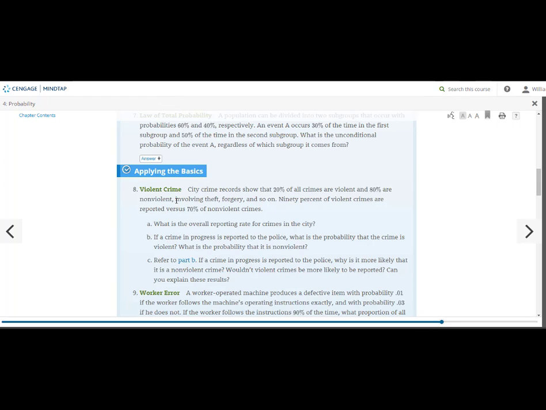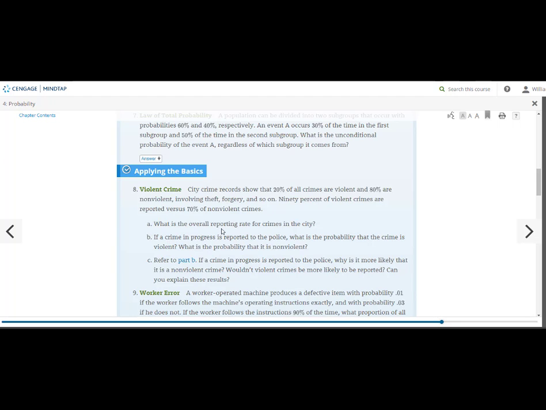And I think this part we can ignore, involving theft, forgery, and so on. 90% of all violent crimes are reported versus 70% of nonviolent crimes. So if there's a violent crime, it's probably reported to the police. In fact, 90% of the time, it's reported to the police. But if it's a nonviolent crime, it's not as highly reported. So only 70% of nonviolent crimes are reported. So we're not sure, but let's say that the partition is violent versus nonviolent.